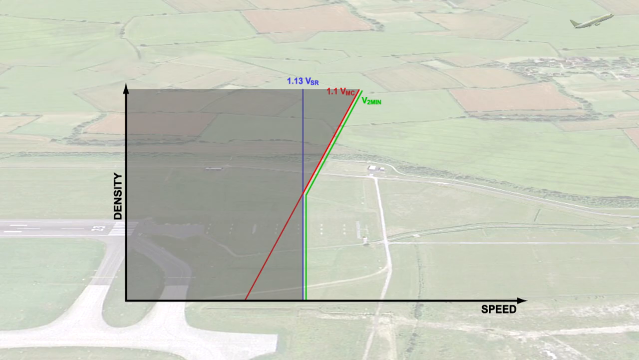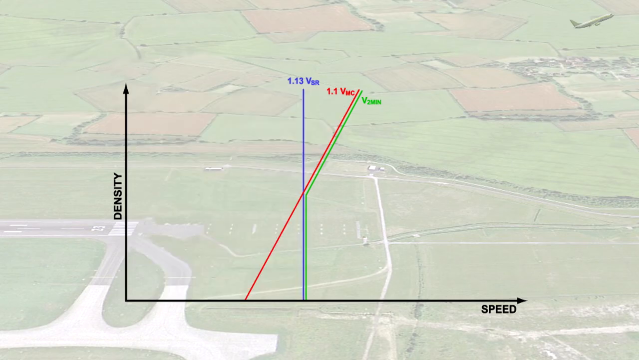This graph is useful because by changing the variable factors such as weight and flap setting, it is possible to manipulate the lines and see the effect these factors have on the V2 speed. Let us consider the effect of weight on the graph and on V2 min. Increasing the mass of the aeroplane and or reducing flap angle will only increase the stall speed. Therefore, 1.13 VSR would increase as shown.